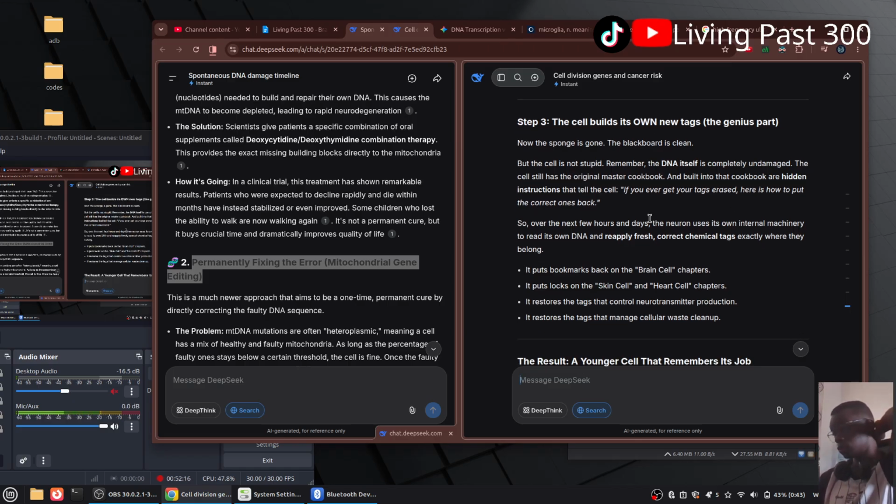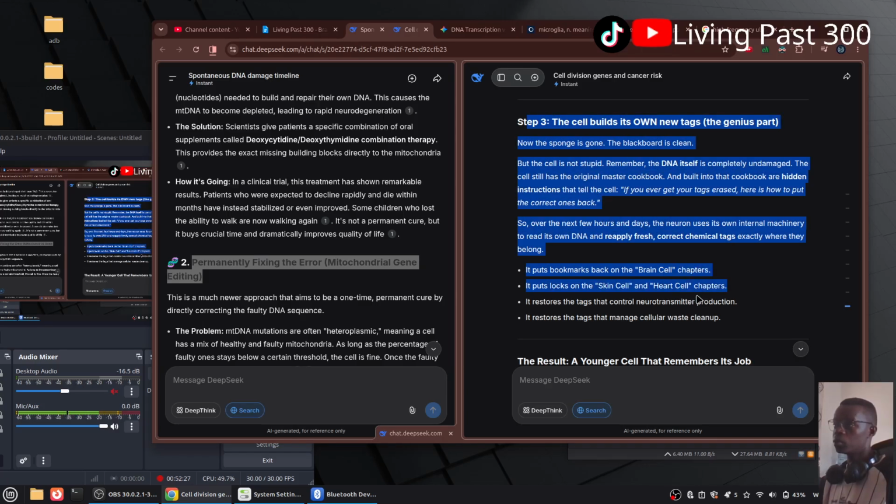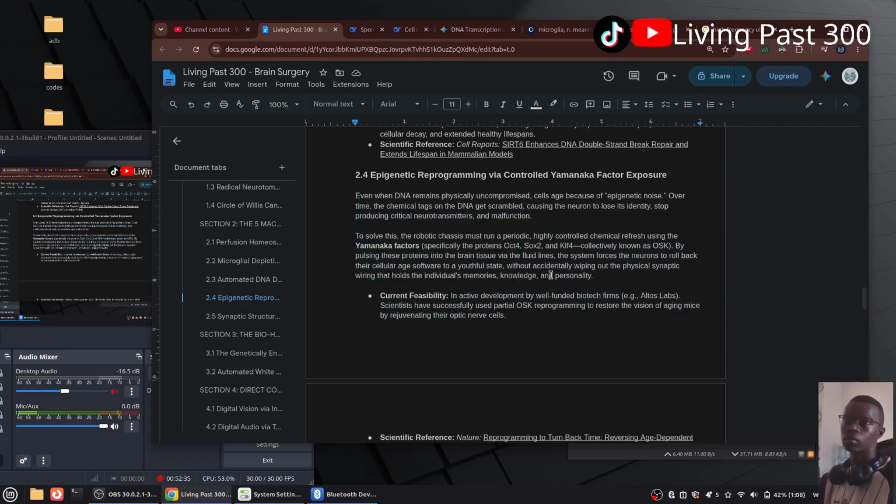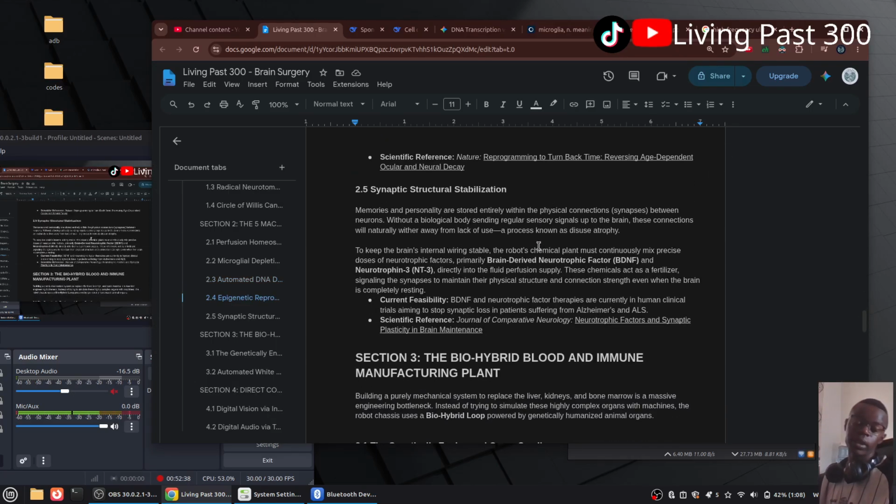Okay, yeah. So when we remove the old messy chemical tags, the cell still looks at the DNA, and it knows what to do and what it should be. Yeah, so it makes sense. So we'll have to do this occasionally in small doses to just remove the old damaged marks from the brain and let the cells fix themselves up again. So, synaptic structure stabilization.